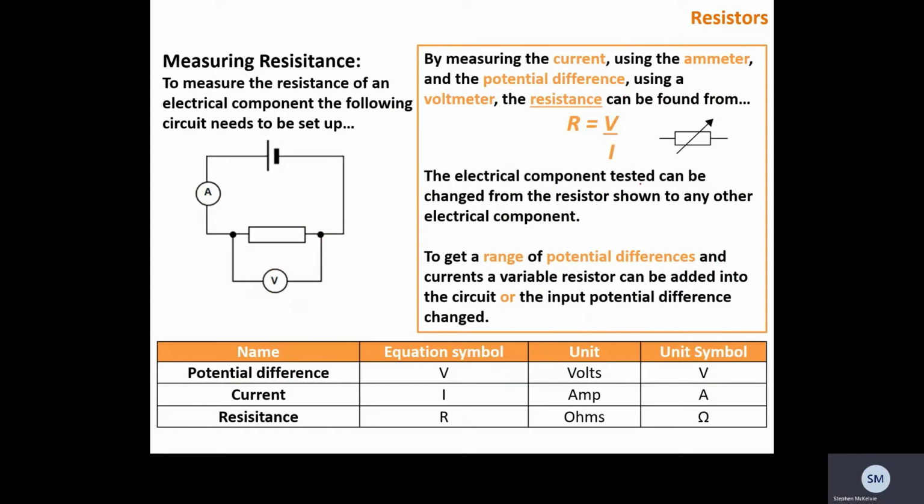The electrical component tested can be changed from the resistor shown to any other electrical component, say it's a bulb. To get a range of potential differences and currents, a variable resistor can be added into the circuit or the input potential difference changed. What does that mean? Use a power pack. With a power pack, you can change the amount of potential difference that's going in by twisting the dial. Or I can use a variable resistor. If I add a variable resistor here, I will either increase the resistance or decrease the resistance, thereby increasing or decreasing the voltage that's available for the component that I'm testing.